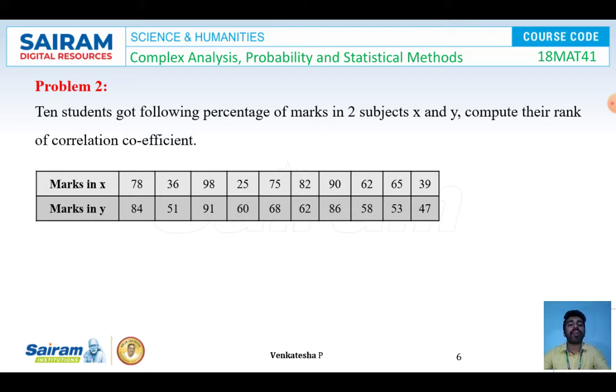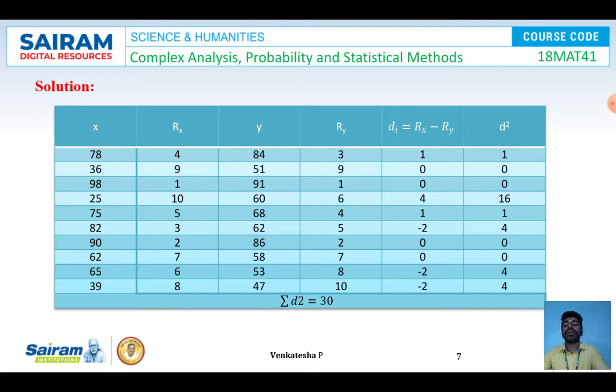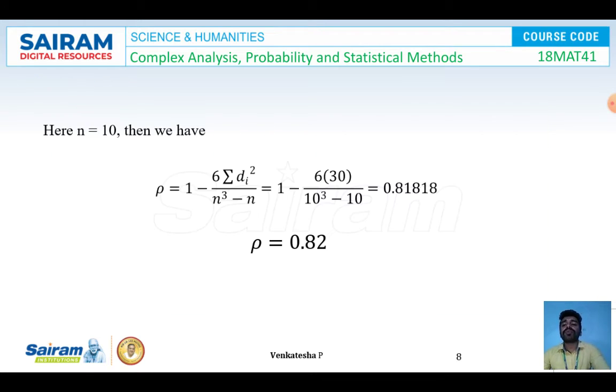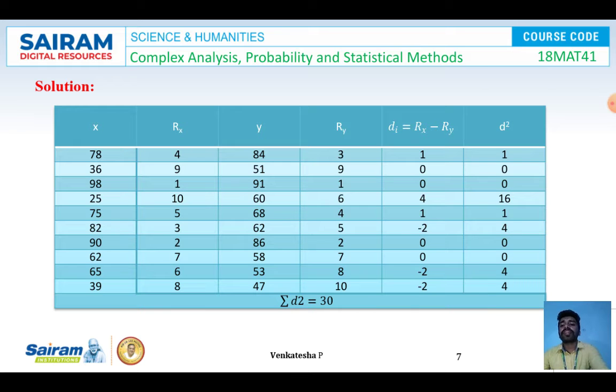So now make a tabular column. In the tabular column, we must have the following columns. That is x, next rx, which is nothing but the rank of the subject x. Next is subject y, and ry is nothing but the rank of the subject y. Then the difference between rx and ry, and the difference square. So the marks of the subject x are 78, 36, 98, 25, 75, 82, 90, 62, 65, 39. So now I am going to assign the ranks for the given marks here. I am going to assign rank 1 for the highest marks and rank 10 for the lowest marks.